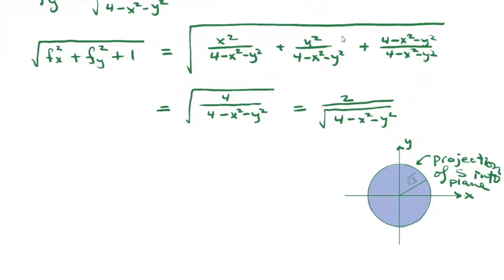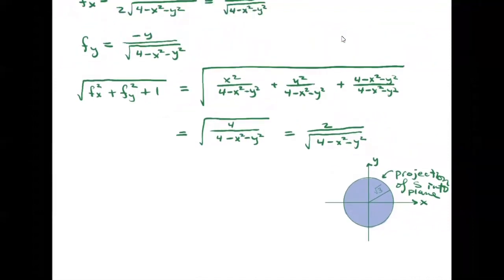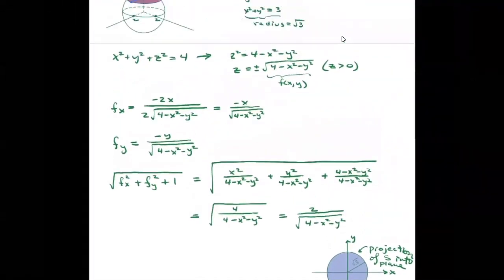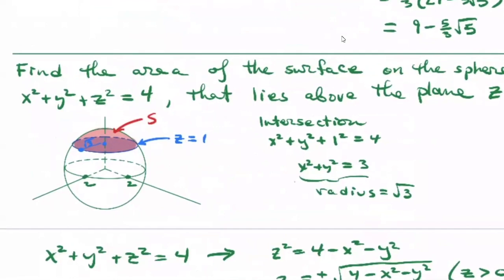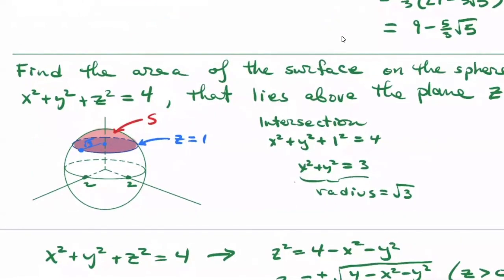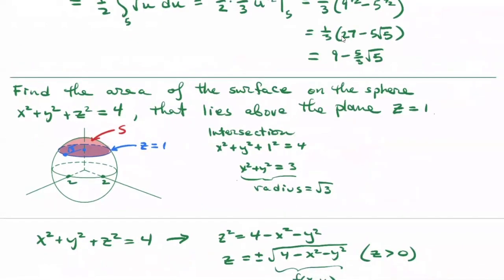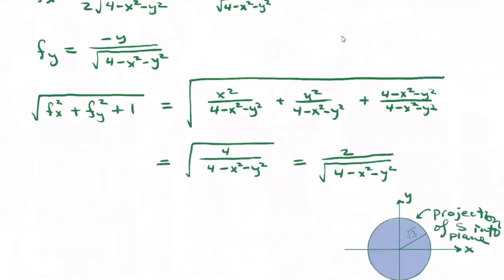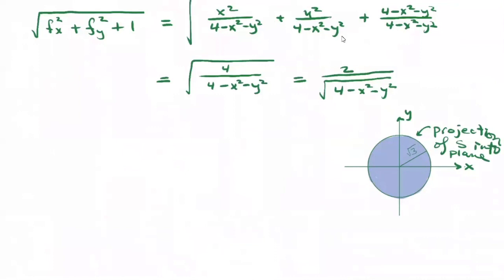And that's always what you integrate over. You don't integrate over the whole sphere, just the projection of the thing you're trying to evaluate. So S is that surface, but you have to bring it down into the plane to integrate over it. Okay, so here goes.